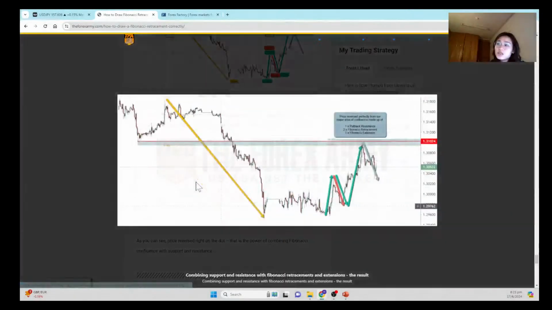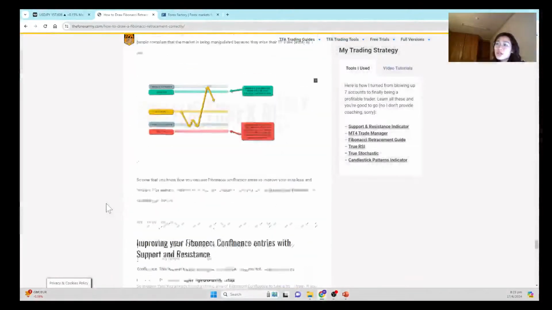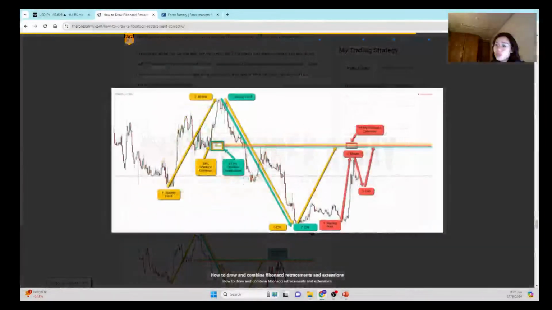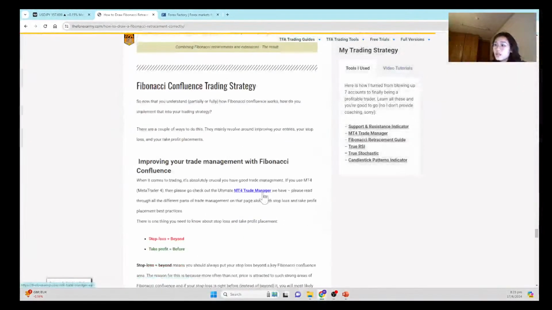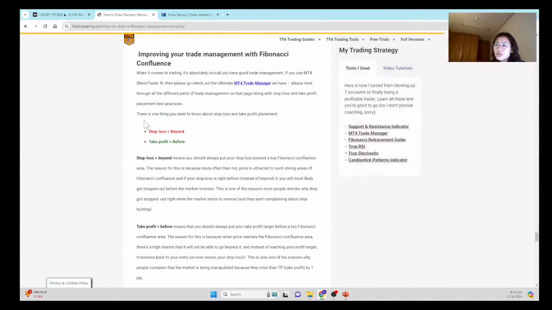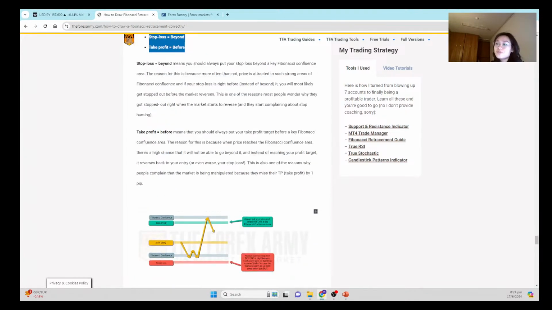Okay, especially looking for confluence areas, that would probably be the most important part, being able to identify these levels. Okay, we have some trade management techniques as well. This is one rule that we live by when it comes to trade management with confluence or any big resistance or support levels.